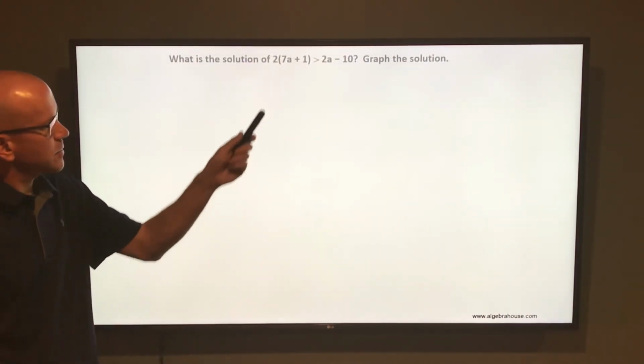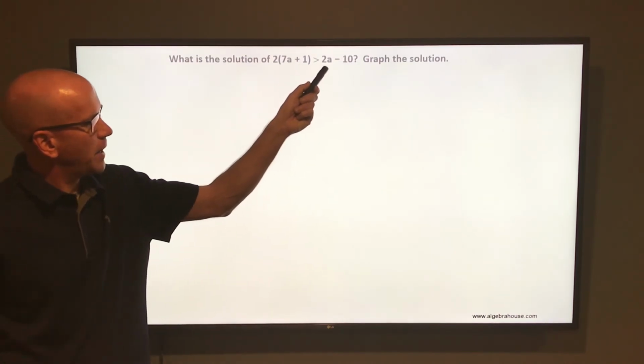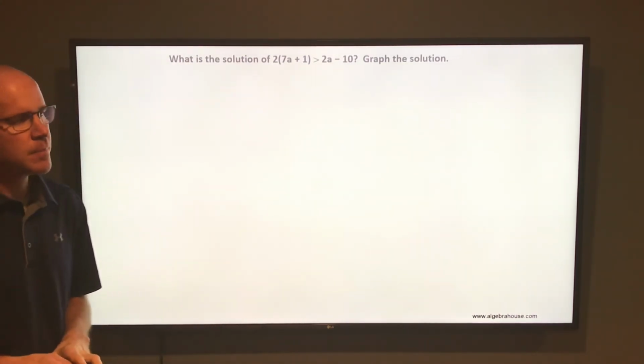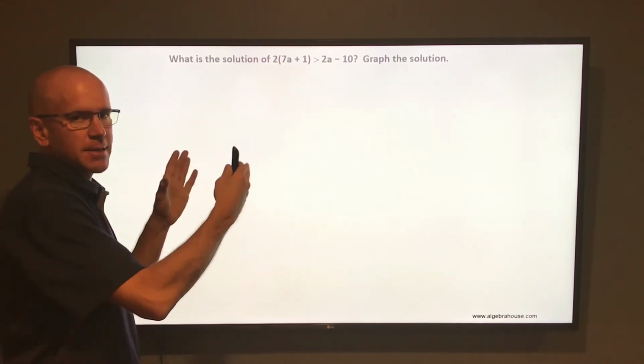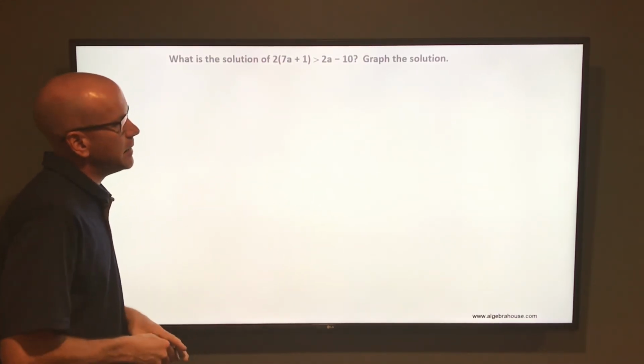Next, 2 times the quantity 7a plus 1 is greater than 2a minus 10. We have a's on each side of the inequality sign, so we want to get the a's to one side and everything else to the other side.